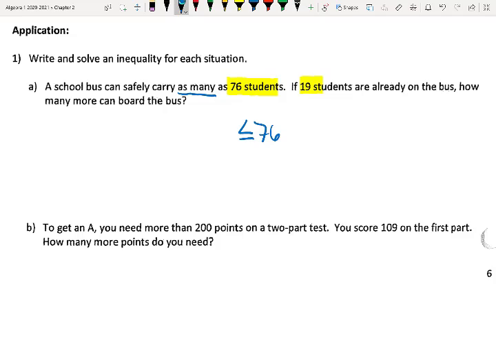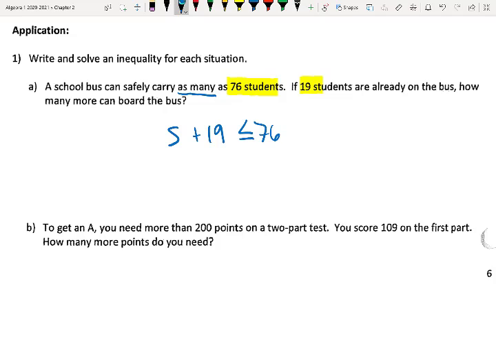The left side is the actual number of students on the bus. So we're going to have to define what the variable is. In this case, we're trying to figure out how many more students can ride the bus. So maybe we'll just say S for number of students that can still board the bus, plus my 19 that are already on the bus. We know that those two numbers, when I add them together, it has to be less than or equal to 76. So that would be how I set up my inequality.